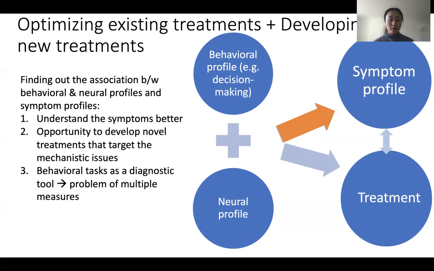Finally, if this tripartite relationship is established, we can use behavioral tasks that measure this behavioral profile as a diagnostic tool. Instead of assessing everyone on all possible dimensions of symptoms, we can just use a simple behavioral task that measures the behavior that we know is associated with a symptom profile. That way, this can be a proxy to accurate diagnosis.